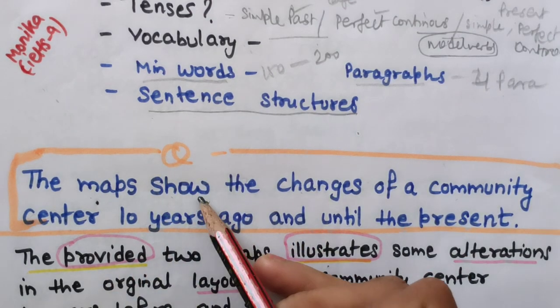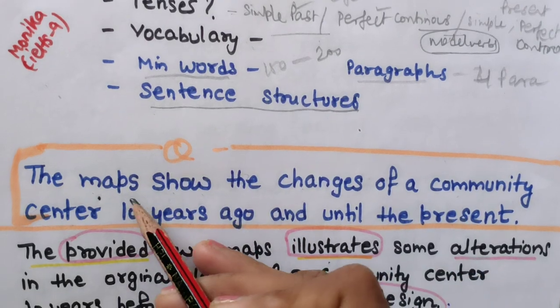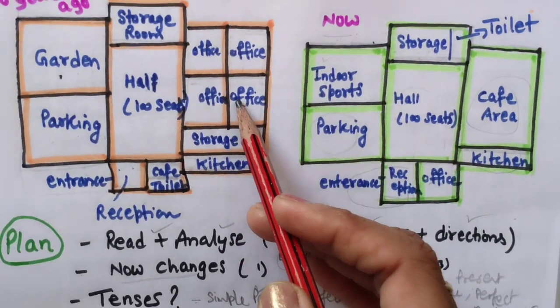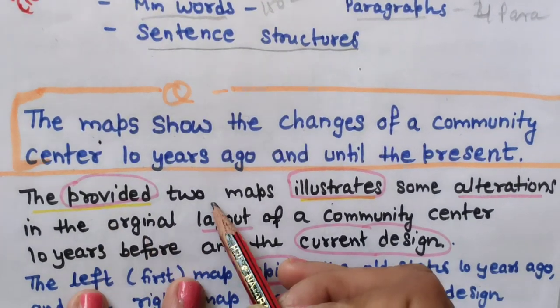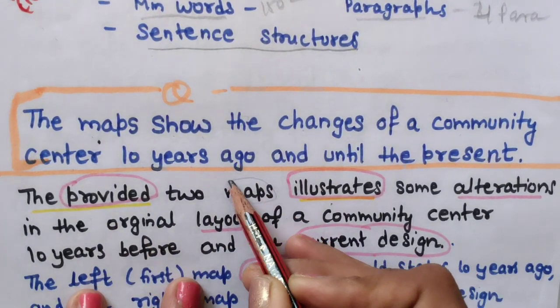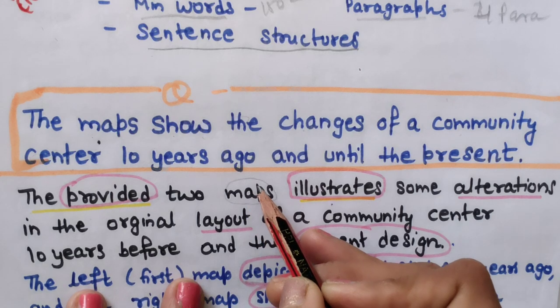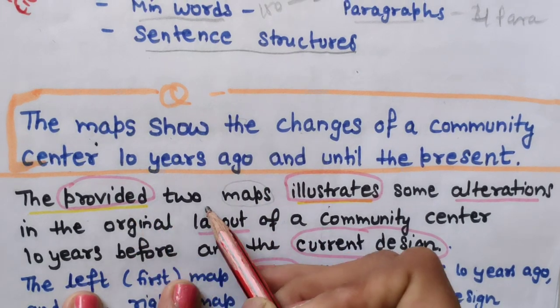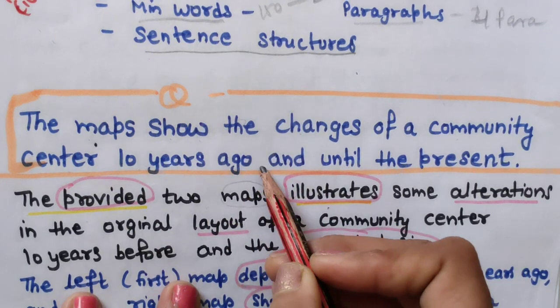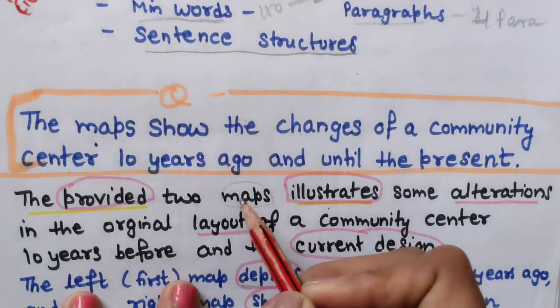Introduction means you have to paraphrase the question statement. As you know, we have been provided here 2 maps, so I will just write the provided 2 maps, or you can just write here diagrammatic representation. You can use this word. In the next video for writing task 1, I will be using that new word.